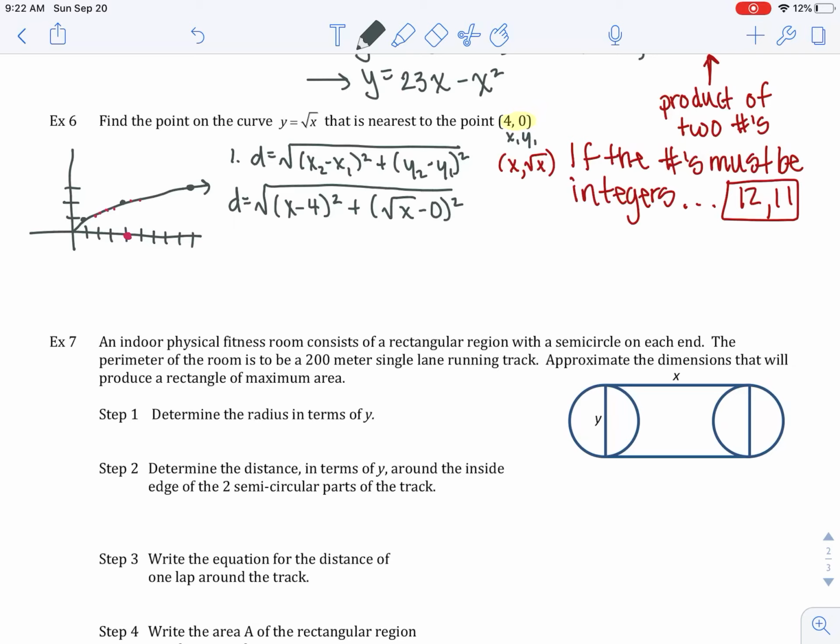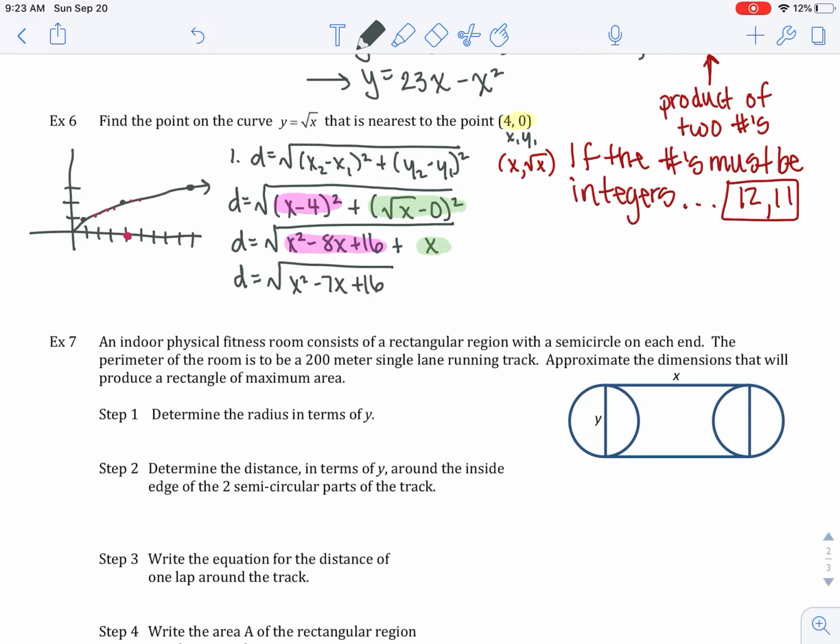Let's clean this up a little bit. Let's expand (x minus 4) squared, so that's x squared minus 8x plus 16. So that is just me expanding this part. And then we have a plus sign. And then if I expanded (square root of x minus 0) squared, that just gives me an x. Let's just clean it up. Combine some terms still here. x squared minus 7x now plus 16.